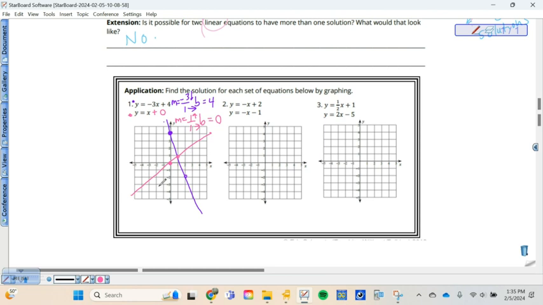But this is not enough. You also need to tell me where the intersection is. What's the intersection? 1, 1. Over 1, up 1. Like that? No. 1, 1. Thank you.